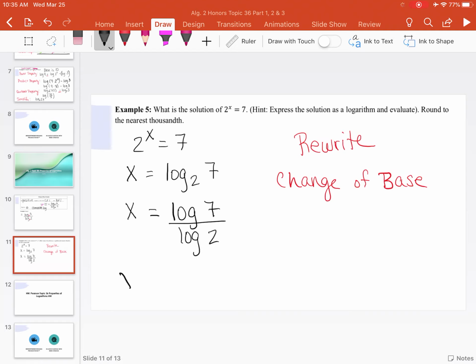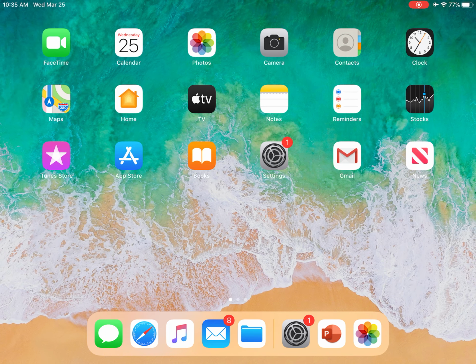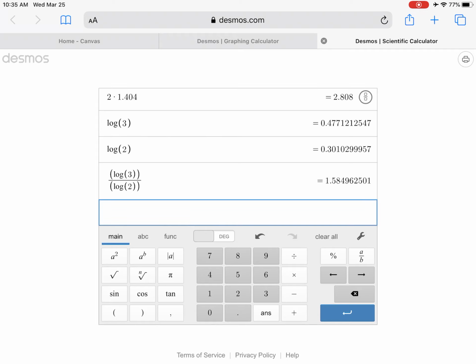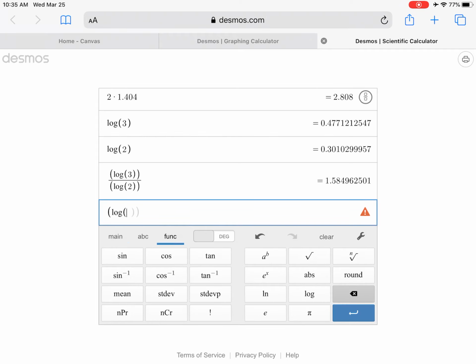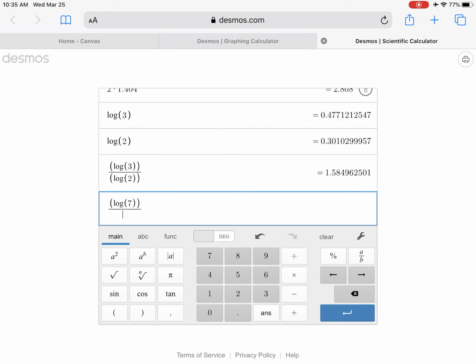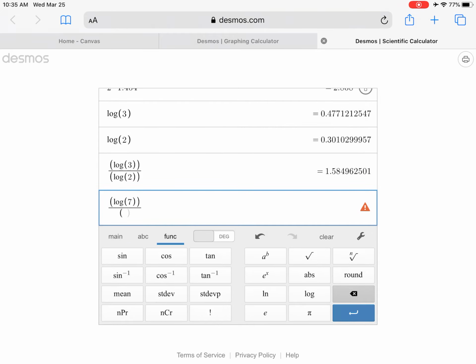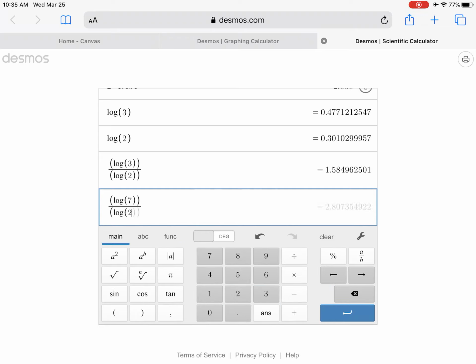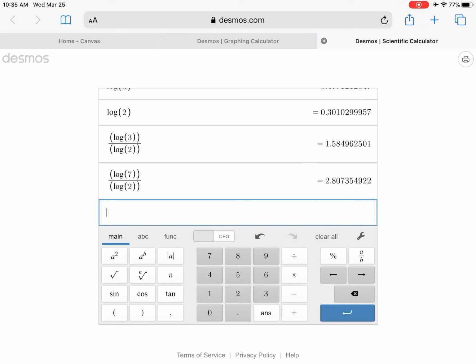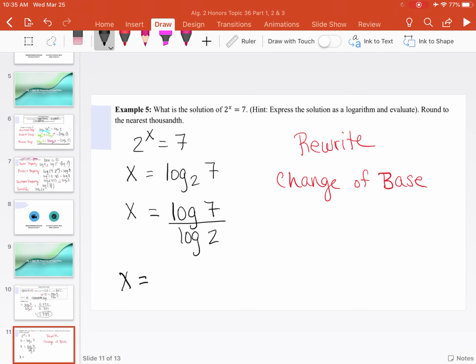We can plug that into our calculator and get log of 7 divided by log of 2, and we get 2.807354922. So we'll round to the nearest thousandths place, as it said. So we end up getting 2.807 as our answer.